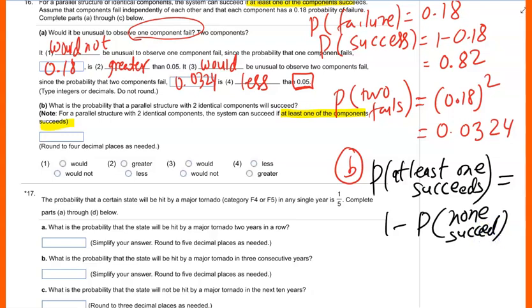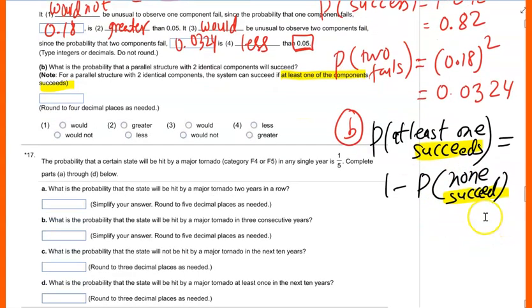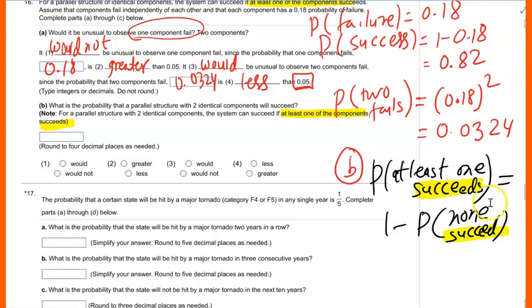By the same argument, the probability of at least one of the items is 1 minus the probability of none of the items. None of them succeeding means what? Both fail, right? None of those two succeed is going to be both fail. What's the probability of both components failing?